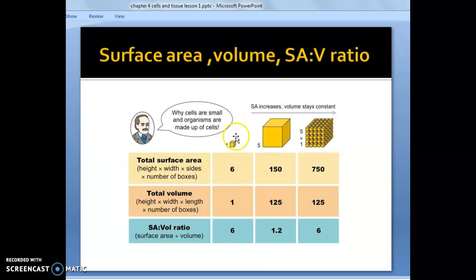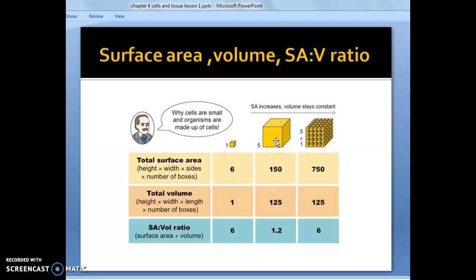Now we are going to calculate the total surface area of these three figures first. For the first figure, the length of one side is 1 unit. The formula is height multiplied by width multiplied by sides multiplied by number of boxes. It has height 1 unit, width 1 unit, sides 6, and the number of boxes is 1. When you put the values in this formula, you get the total surface area of this figure, which is 6 square units.